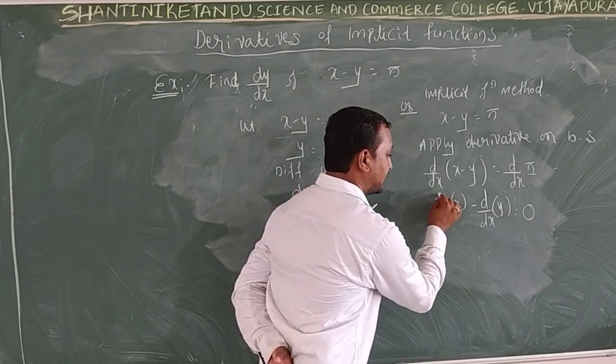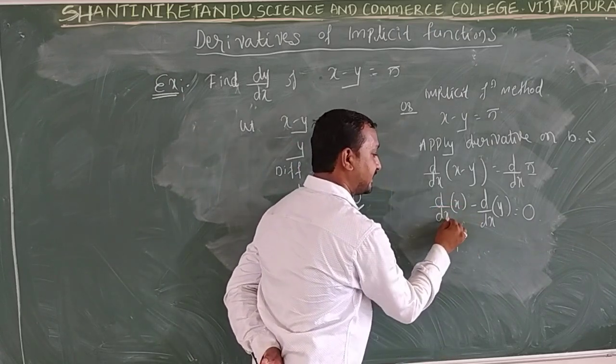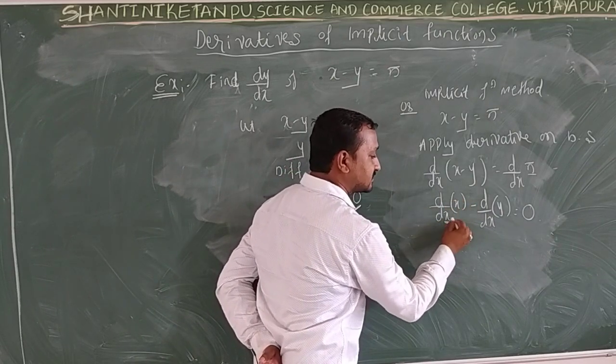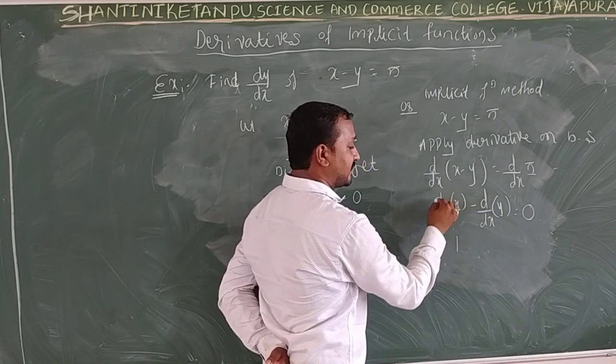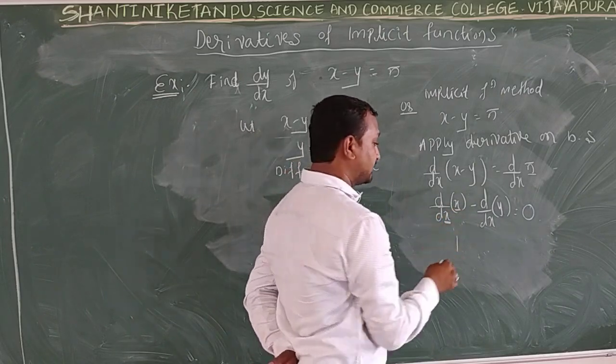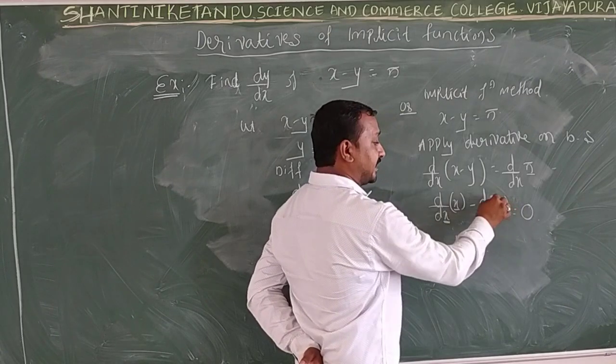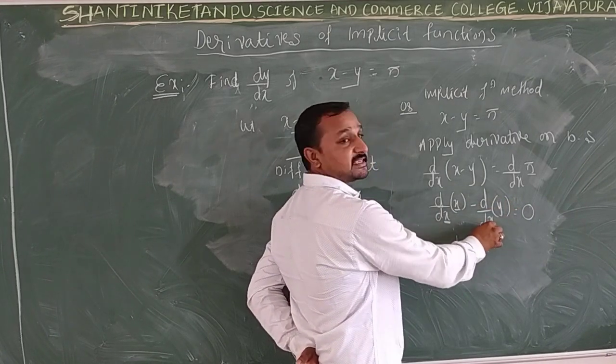Then the derivative of x is 1, d by dx of x, since this function is with respect to x. So d by dx of x should be 1. But in the second case, this is d by dx of y, so it is the derivative of y with respect to x.